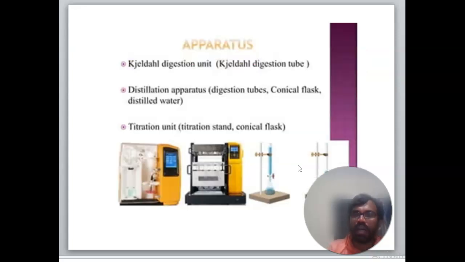Then you can see the apparatus needed for the Kjeldahl method. The Kjeldahl method mainly has 3 steps. One is the digestion unit, where digestion tubes are needed. Then the distillation unit, with digestion tubes, conical flask and distilled water, and then the titration unit, with titrant standard and conical flask. These are the 3 main parts needed for the Kjeldahl method for estimation of protein.